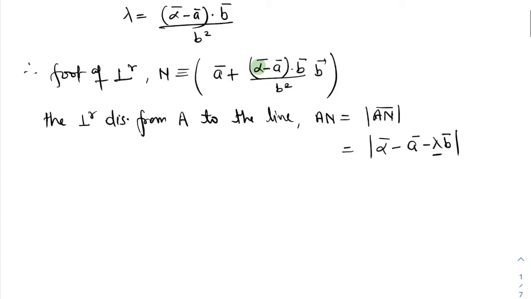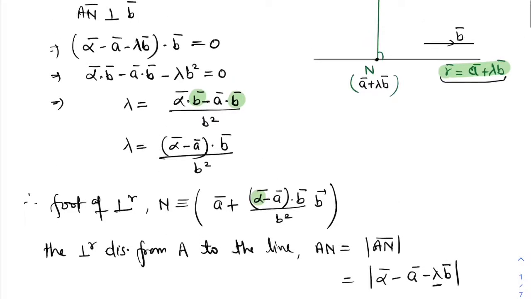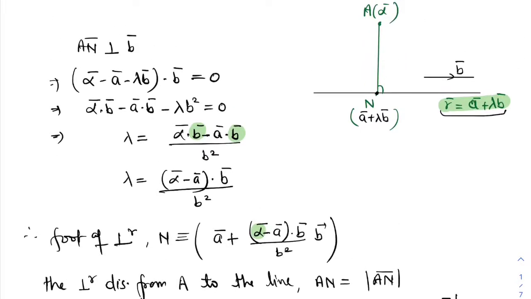Also, let's say we are asked the image of this point A. Okay, let me draw it with some lighter color. So if we are asked this image of point A, very easily we can see we have the position vector of A, we have the position vector of N. We can easily calculate the position vector of the image with the help of the midpoint formula.